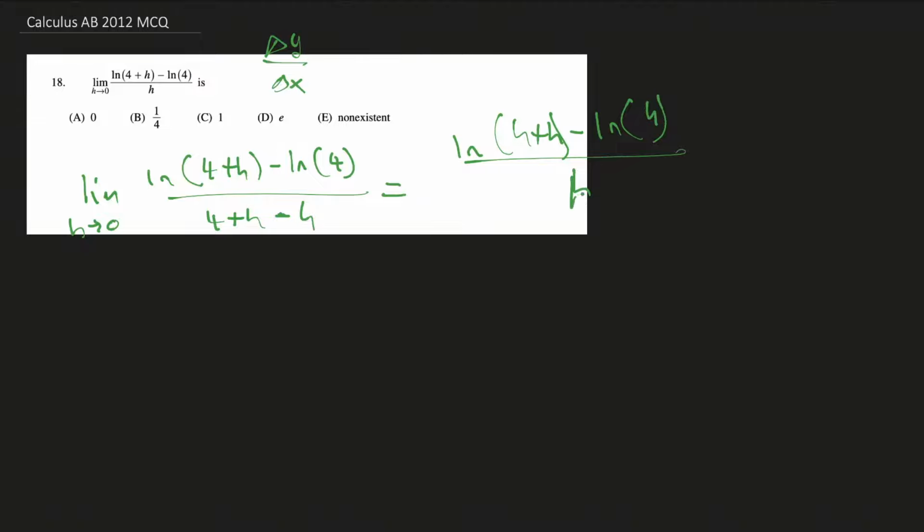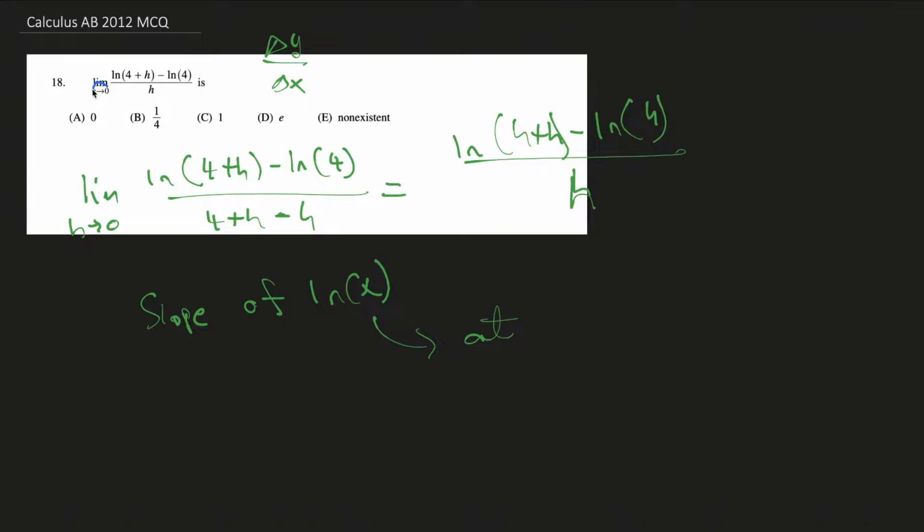Now, all this is telling us is we're figuring out the slope of ln of x at x equals 0. So, if we just take the derivative of ln of x, that gives us 1 over x. And if we solve, we are figuring out the slope at 4, my bad.